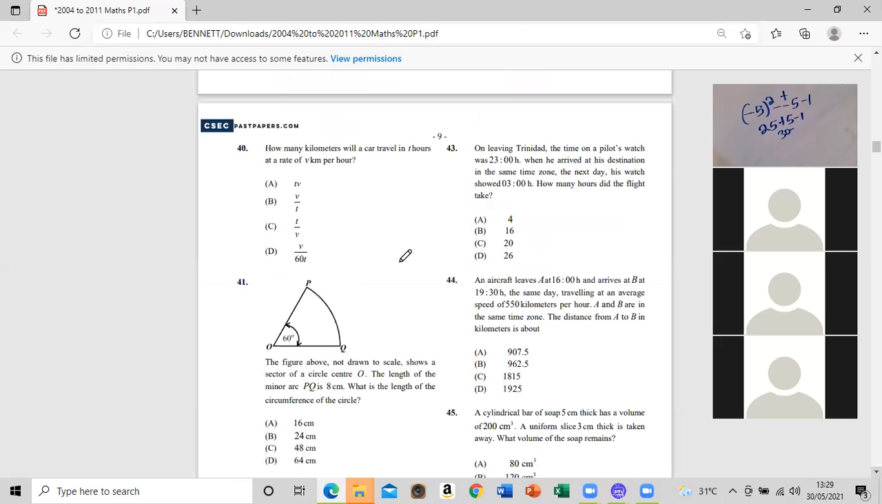All right, new question. How many kilometers will a car travel in T hours at a rate of V kilometers per hour? What's the answer, guys? Sir, was it 4? I said A, sir. That makes sense. Distance is equal to speed times time.